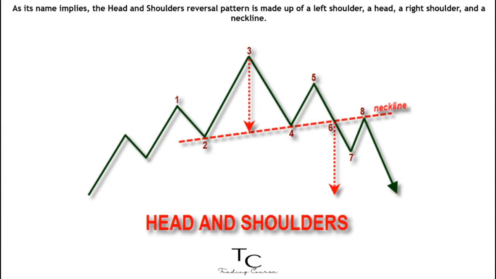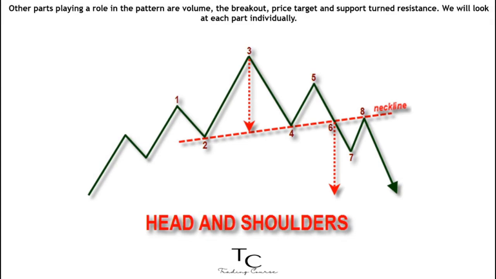As its name implies, the head and shoulders reversal pattern is made up of a left shoulder, a head, a right shoulder, and a neckline. Other parts playing a role in the pattern are volume, the breakout, price target, and support turned resistance. We will look at each part individually.